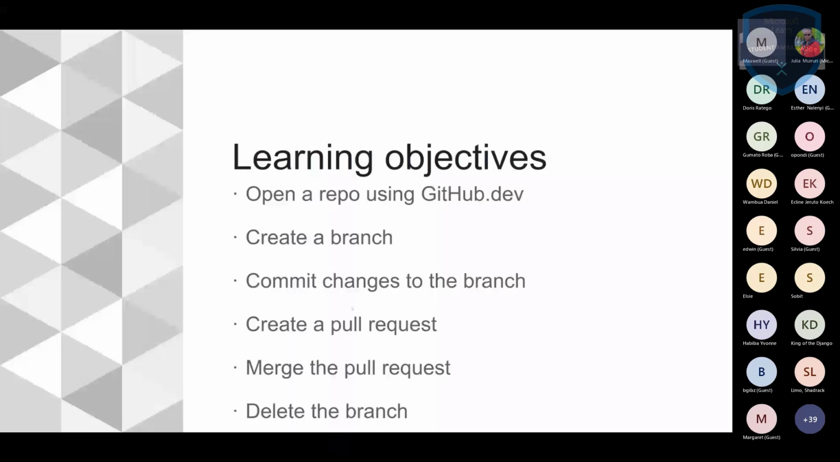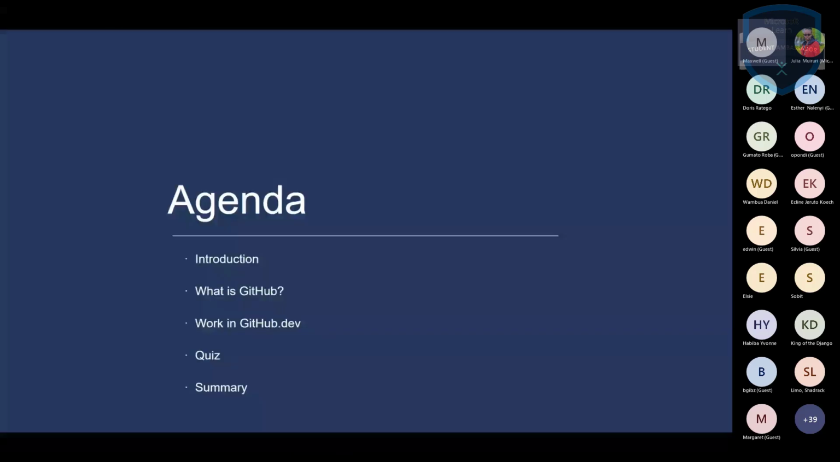Can you kindly go to the next slide? If everything that I've said looks very new to you, don't worry. By the end of this, you will understand what all these things mean. So the agenda is: introduction, what is GitHub, working in github.dev. We'll have a small quiz at the end to test if we have understood what we've done, and then a small summary of everything.